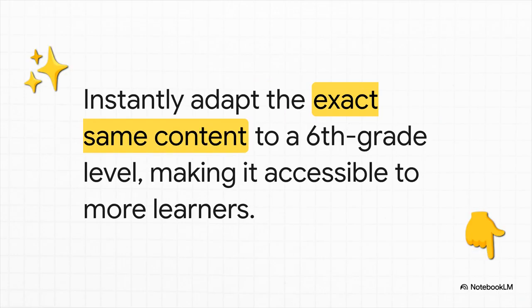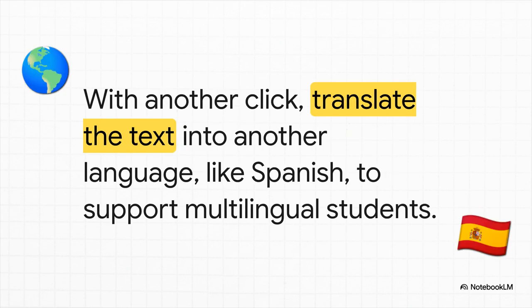Then, with one click, Diffit takes that exact same material and relevels it. Here, you see it adapted to a 6th grade reading level. All the core ideas are still there, but now the language is accessible to so many more learners in your classroom. And it doesn't even stop there. For your multilingual learners, you can take that same adapted text and, with one more click, boom, translate it. Here it is in Spanish.